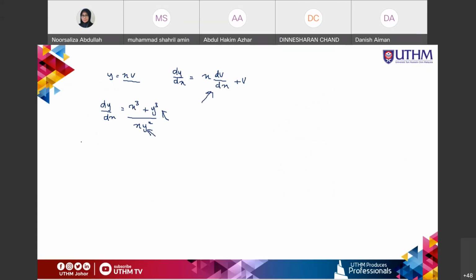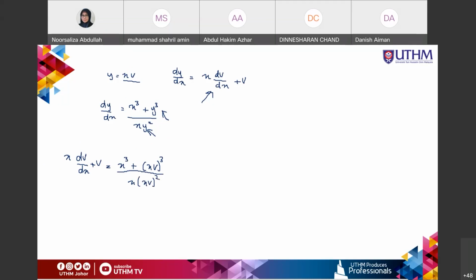Okay, so your equation will be x dv over dx plus v equals x power of 3 plus y power of 3, where you substitute y with xv, divided by x and then xv.